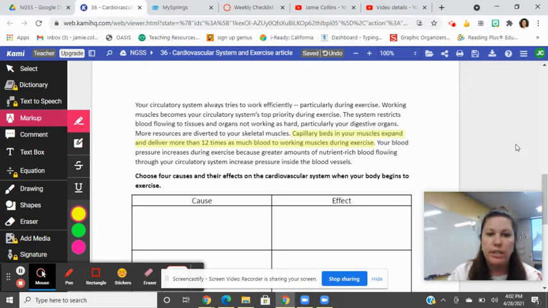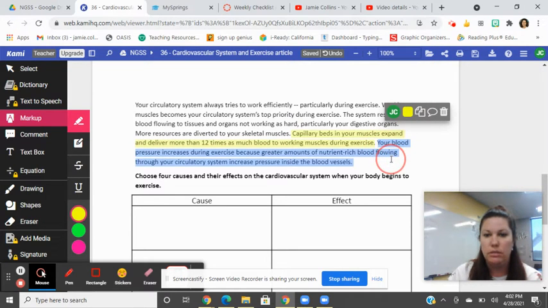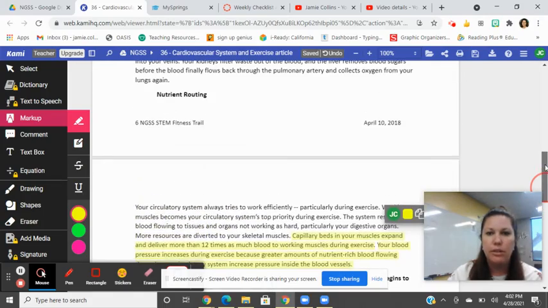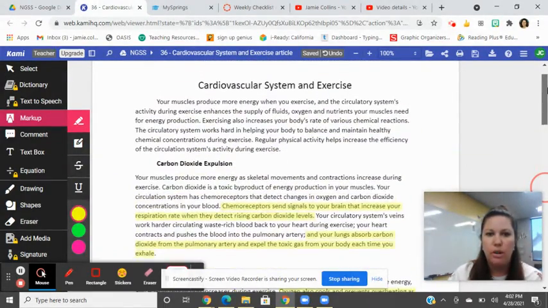Your blood pressure increases during exercise because greater amounts of nutrient-rich blood flowing through your circulatory system increase pressure inside the blood vessels. So I'm going to highlight that too. Okay, so we have some good highlights here, and I think a lot of these highlights produce cause and effect. A main cause would be exercise. Okay, so let's go back through our highlights and see what we're going to write down for our first cause.